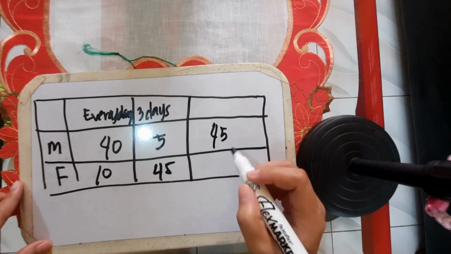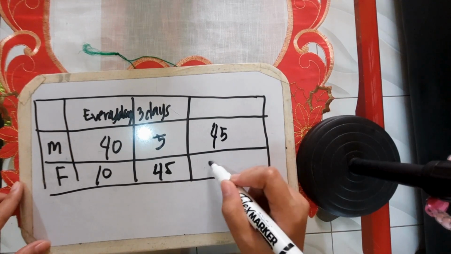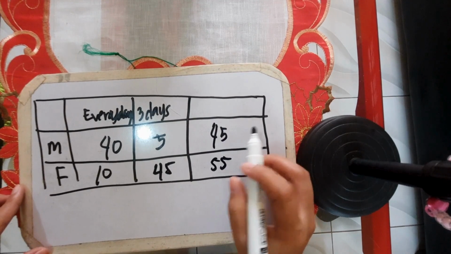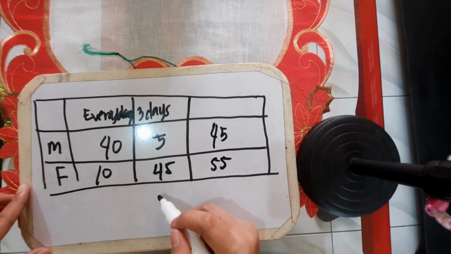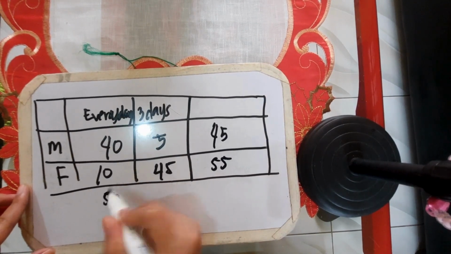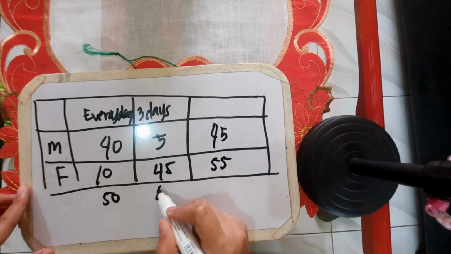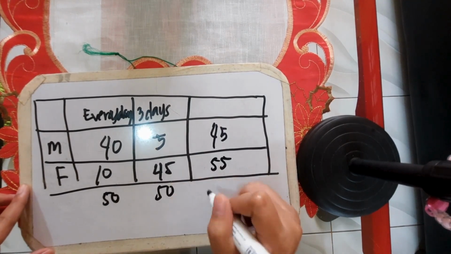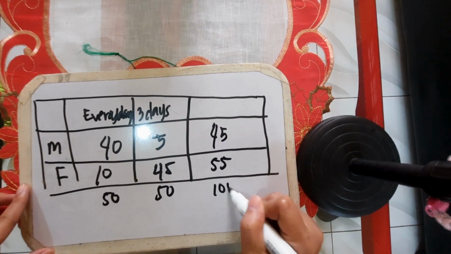And for our second row, we will have 55. Now, if we add this by their column, for the first column we will have 50, and for the second column, we will have 50. Overall, their total is going to be 100.